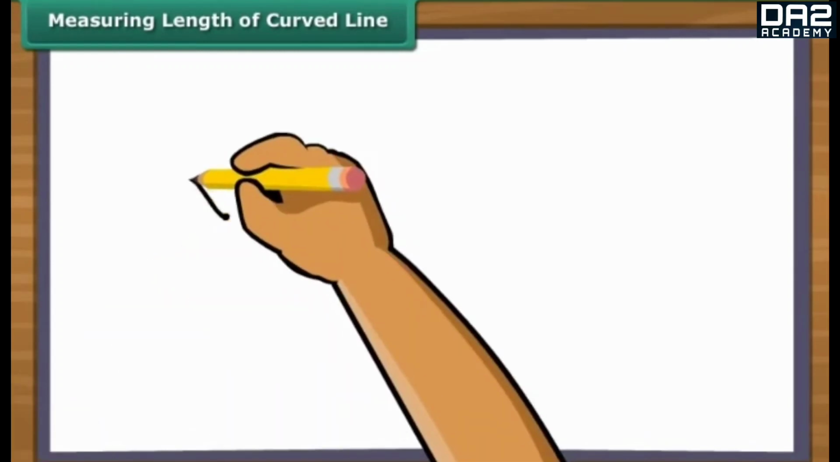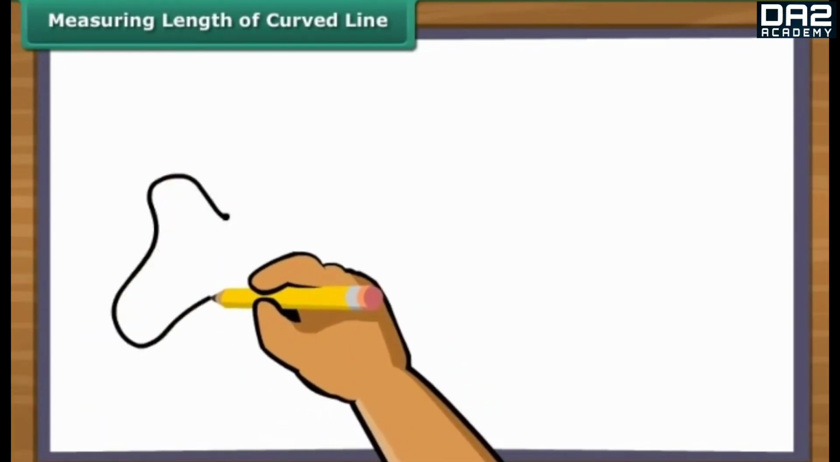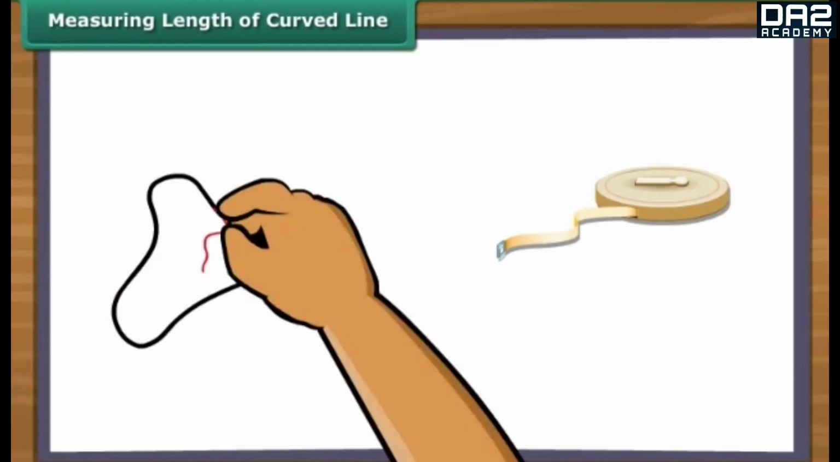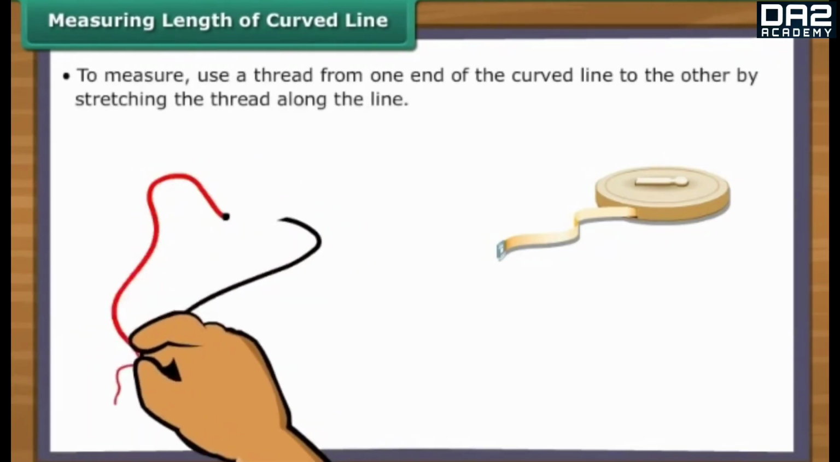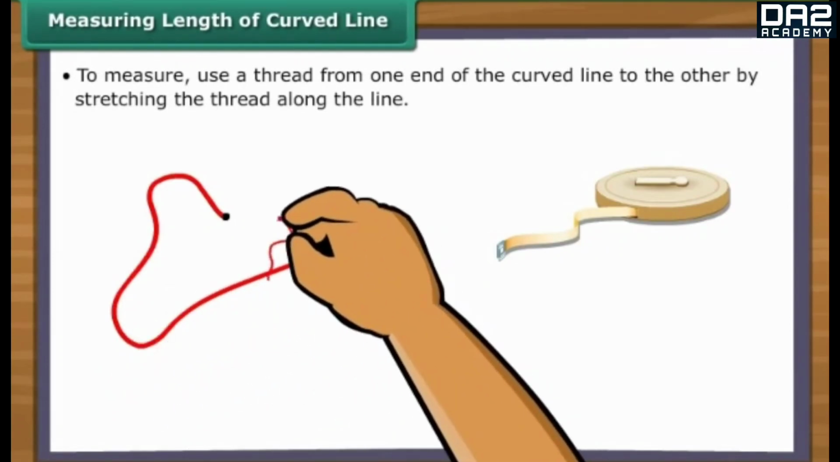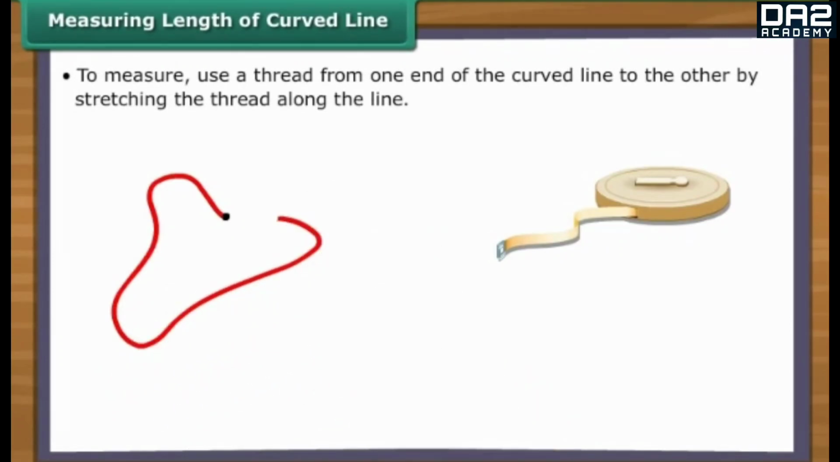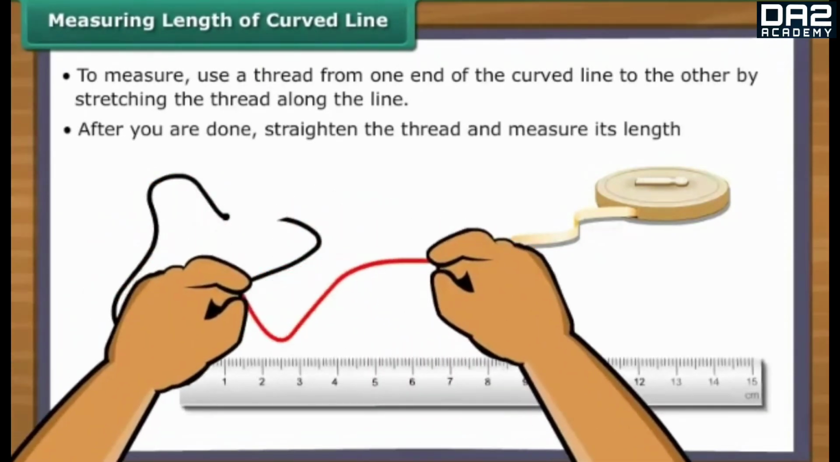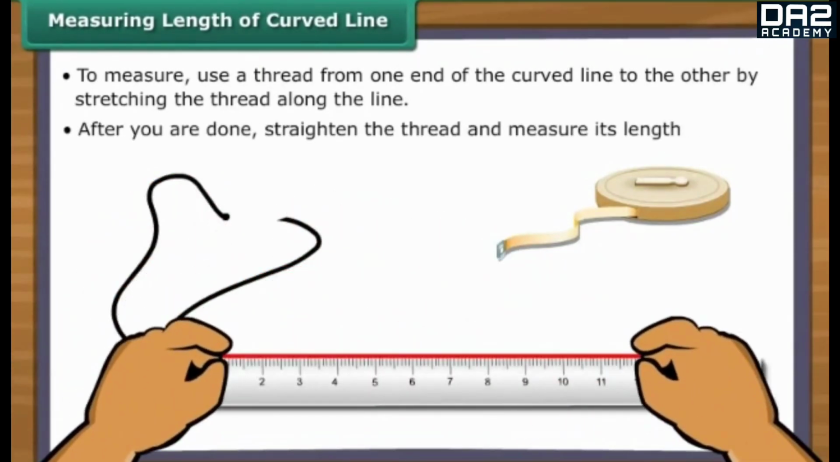Measuring length of a curved line. To measure a curved line, the standard measuring tape will not be enough. You will have to use a different mechanism to arrive at the correct length of the curved line. You will use a thread along the line of the curve. Stretch the thread from one end of the curved line to the other end along the line. After you're done, straighten the thread and measure its length. You will know the length of the curved line accurately.